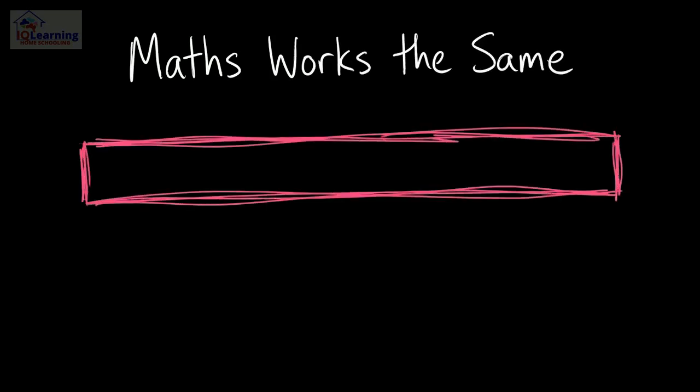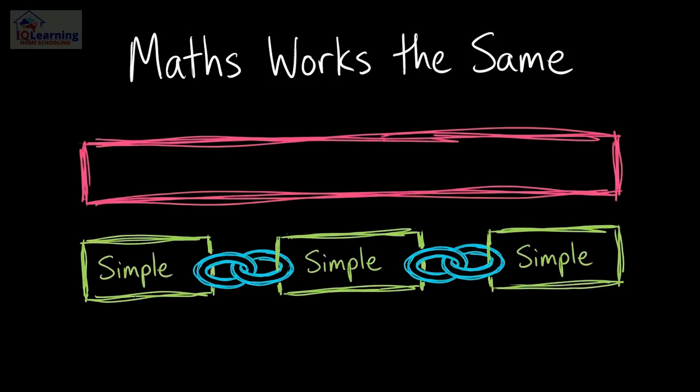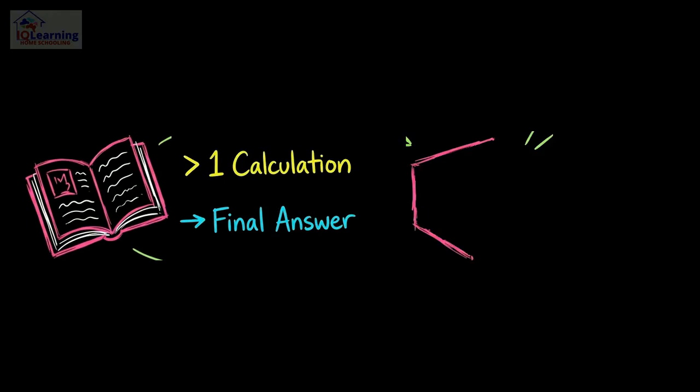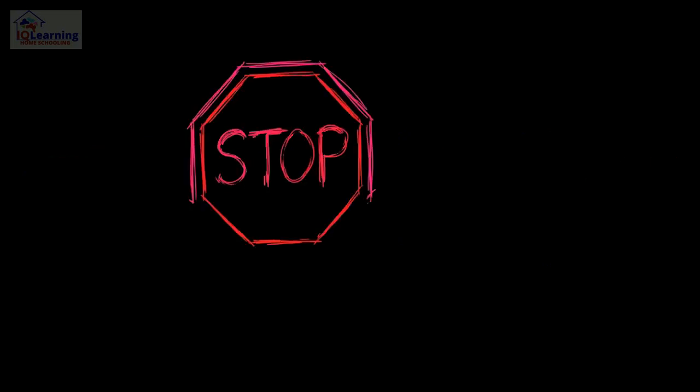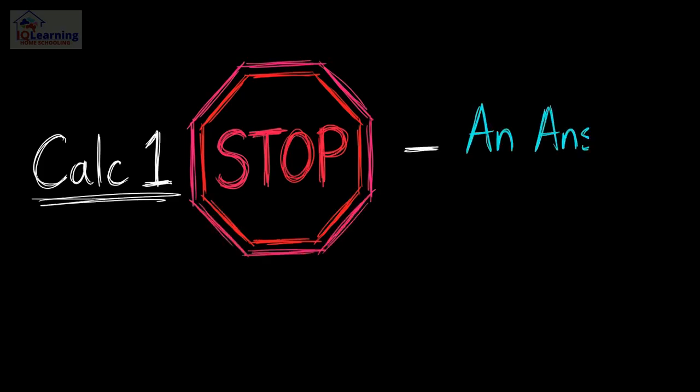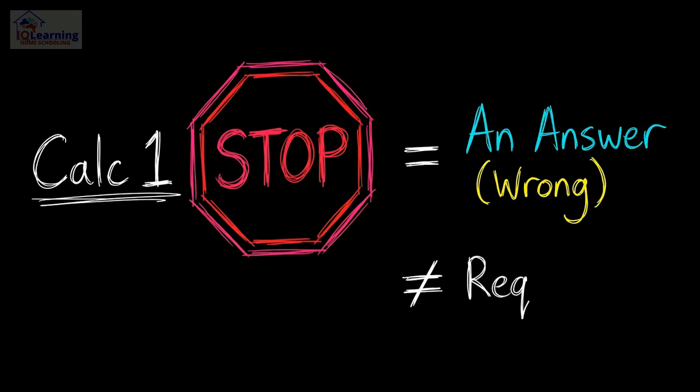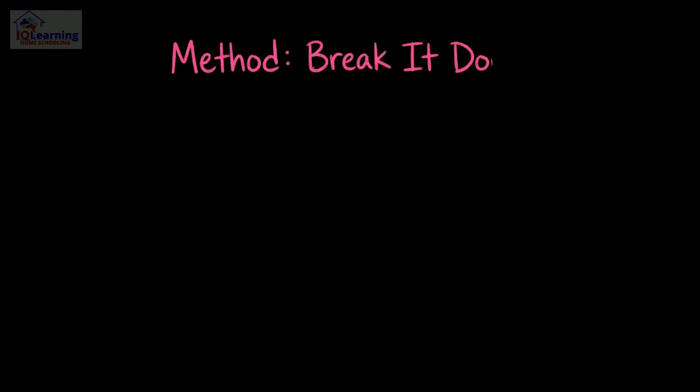They look longer, but they are really just several simple problems joined together. A multi-step word problem is a story problem that needs more than one calculation to answer the final question. That means there is usually a hidden question in the middle. You must find that first before you can finish the problem. If you stop after the first calculation, you often get an answer, but not the answer the question is asking for. To help with this, we use the break it down method.